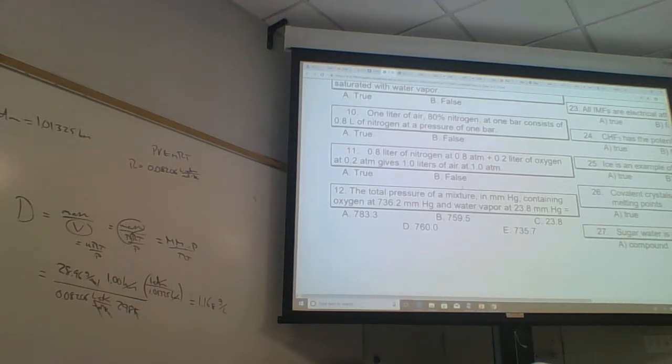11, 0.8 liters of nitrogen at 0.8 atmospheres plus 0.2 liters of oxygen at 0.2 atmospheres gives 1 liter of air at 1 atmosphere. It's false. You can't mix them. You either have to stick with Dalton's or you have to stick with Avogadro's. We could switch, like on one calculation we can use Avogadro's, on another calculation we use Dalton's, but we can't do it both in the same problem.